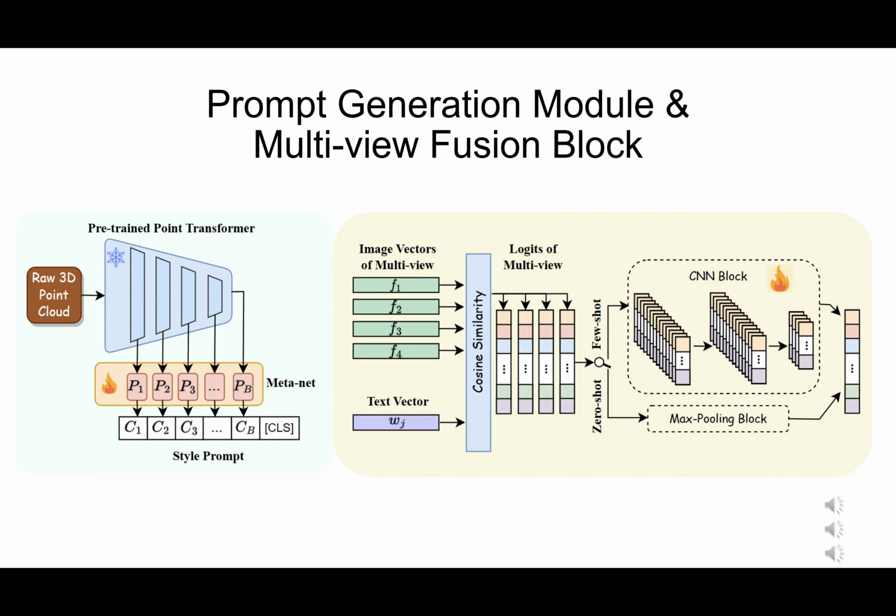Next, we will introduce in detail the prompt generation module and the multi-view fusion block. For few-shot tasks, in the textual branch, we design this prompt generation module. In this module, we train different style prompts for each 3D point cloud. We use a frozen pre-trained point transformer as an encoder, and then train a MetaNet to better encode different layer features of the point transformer. And the output will be embedded into the final style prompt.